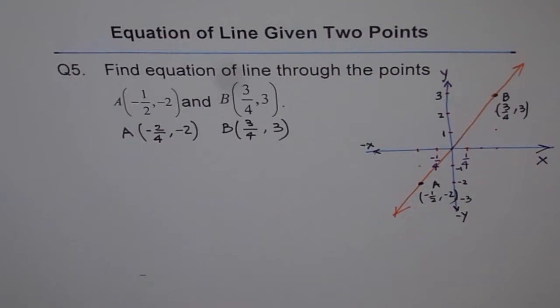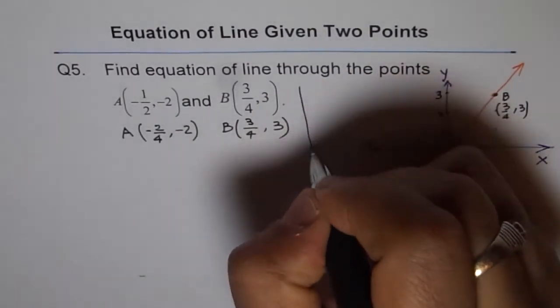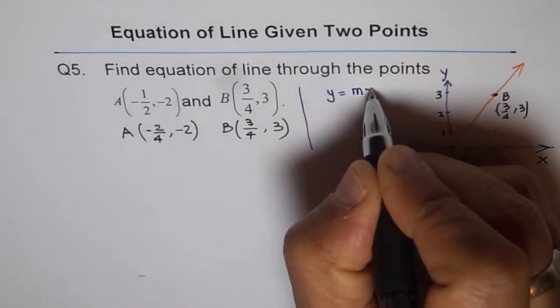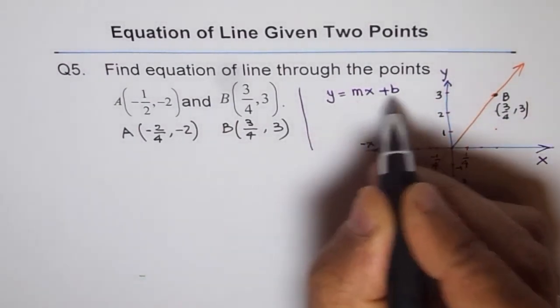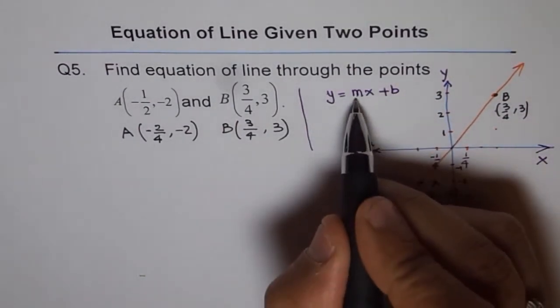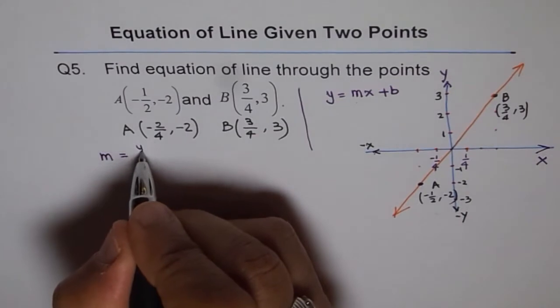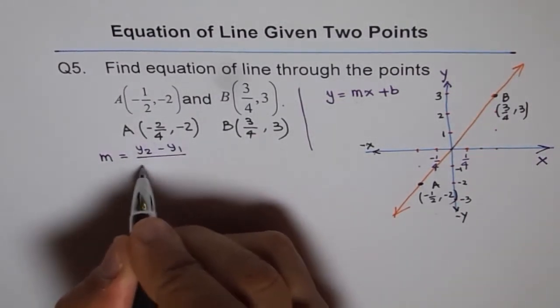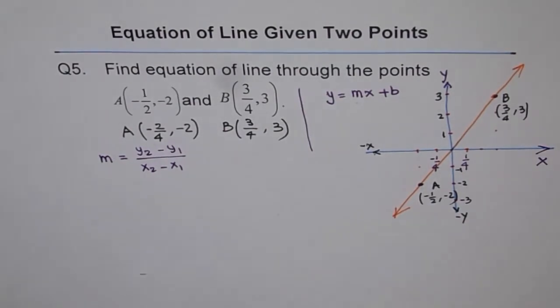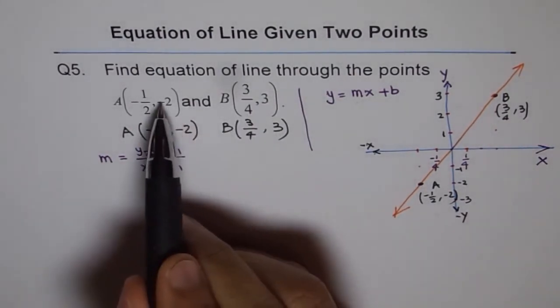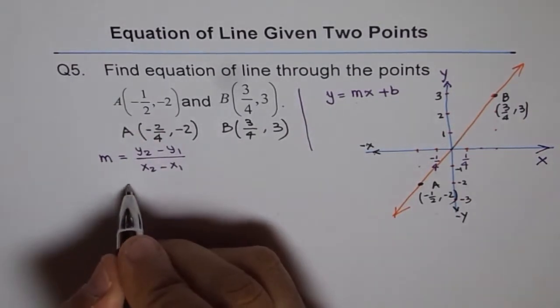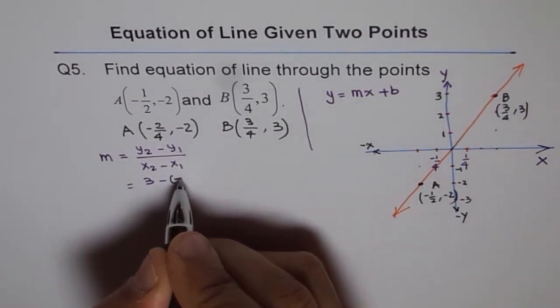Okay? Now let's do our math, and that is find the slope. So we need to find the equation of a line, and we are working with a line in the form of y equals mx plus b, right? Where m is the slope and b is my y-intercept. So let's find the slope first. Slope m is rise over run, which is y2 minus y1 over x2 minus x1, correct? y2 minus y1 is this difference, right? 3 minus -2.